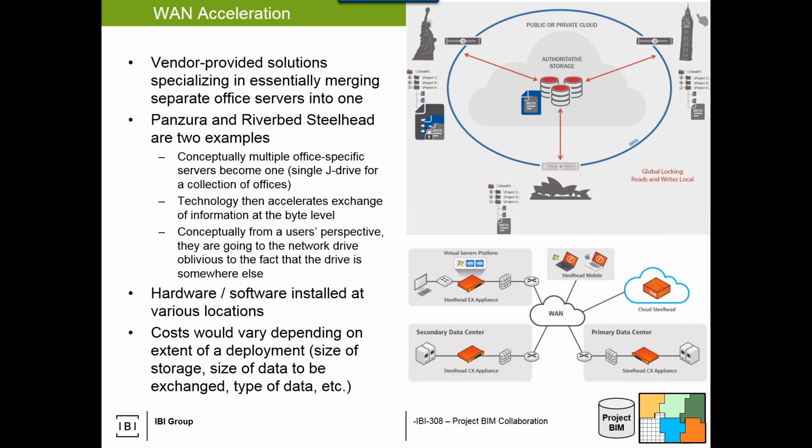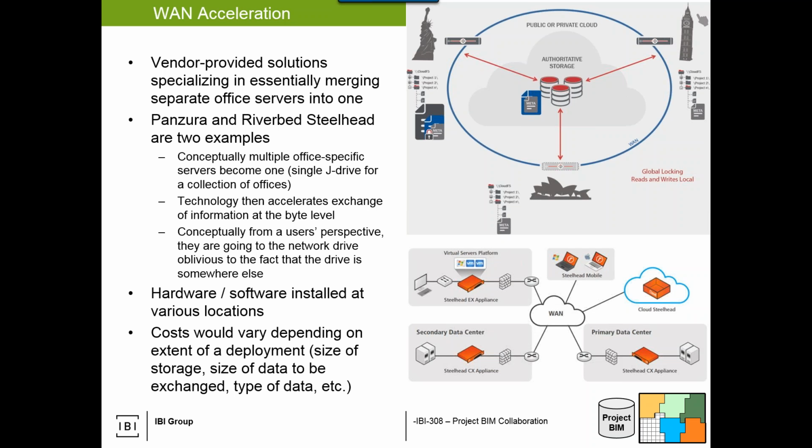So what I'm showing here on the top right is Panzura, and on the bottom right would be Riverbed. So these are just their standard diagrams. And I'm just using these two as examples because they're ones that I've interacted with in the past. Riverbed basically tries to put a WAN accelerator at the firewall of every office to increase the speed of data transfer at the byte level from office to office, hopefully increasing the response time at the user level. I've seen successes and failures. I think IBI has some successes and failures as well in their history.